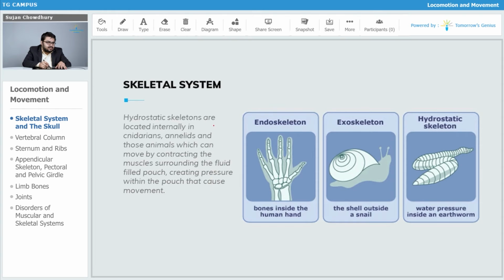The hydrostatic skeletons are located internally in cnidarians, annelids, and those animals which can move by contracting the muscles surrounding the fluid filled pouch, creating pressure within the pouch that causes movement. So the organisms who don't have a well developed endoskeleton cannot use the internal body muscles by contraction processes, and they have to rely on a hydrostatic skeleton, thereby creating a hydrostatic pressure in their body cavity as and when required to propel the body forward in a particular direction.